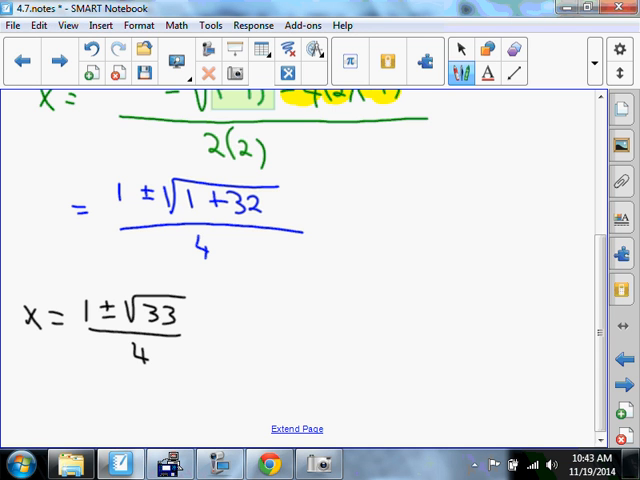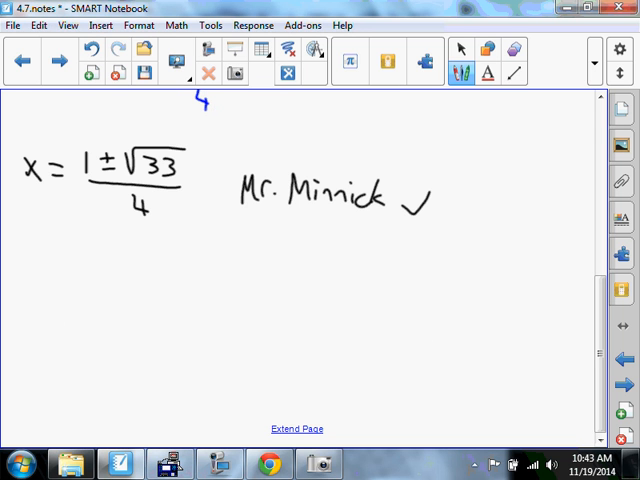Now, for Math Excel purposes, that's not going to get it done. If you're doing the homework tonight, Mr. Minnick will say, you know what? Well done. You got it. That's the right answer. You've done what the directions ask of you. You solved this by completing the square, and it's right. If you're answering it with Math Excel, it's not going to like that.